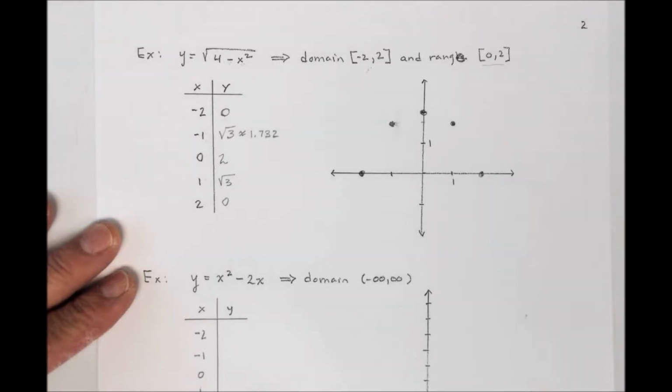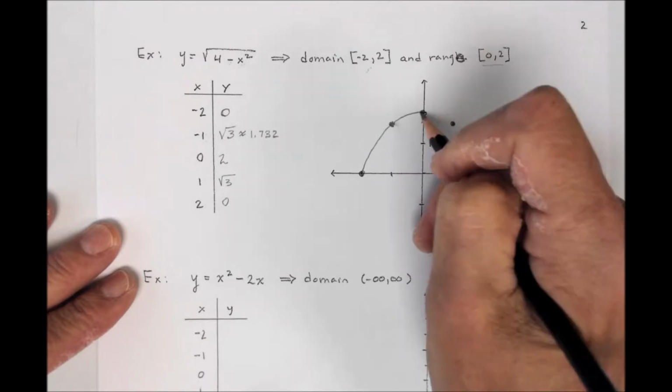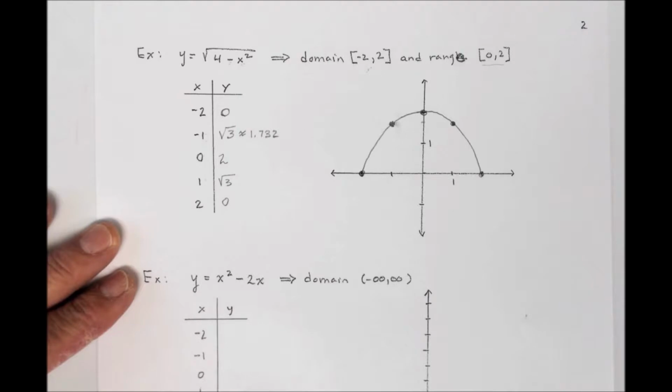Well, to me, this looks like a semicircle. Now, if I had any kind of artistic ability at all, you would see that that looks more like a semicircle instead of part of an ellipse, part of an oval.